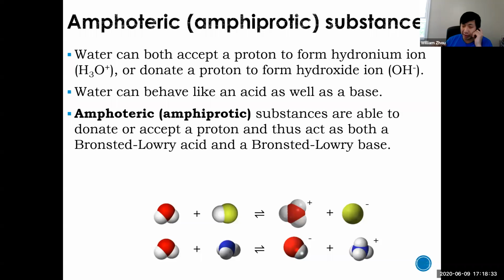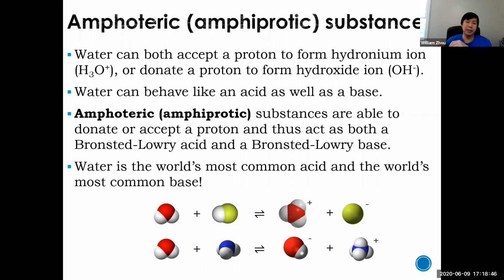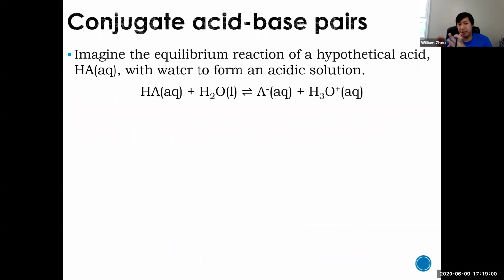Water is not the only example. There are many examples of amphoteric compounds. As long as you have a hydrogen to donate and you can donate it, or you can take a hydrogen, then you're amphoteric. Okay, and water is just a common example. So water is the most common acid and the most common base. So do we have any questions so far about definitions of acid-base, what amphoteric is? Good.